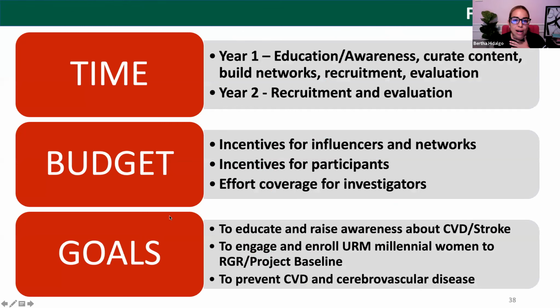And so, again, this is a 2-year grant. I'm sharing this because if you're planning to design a component or an aim in your grant related to this, you should have an understanding of how much time and budget, etc. So we did request money for influencers and networks so that we could pay them for the time. They're content creators, and so they get paid on time they spent on creating content, effort coverage for us so that we could oversee and also create content and be engaged on social media.